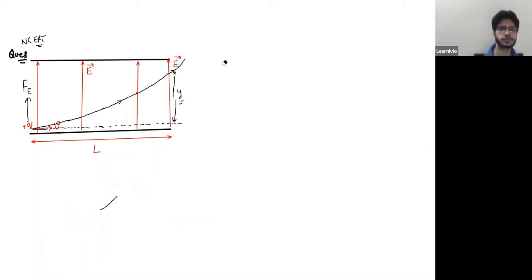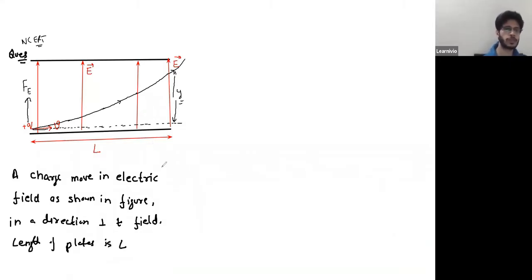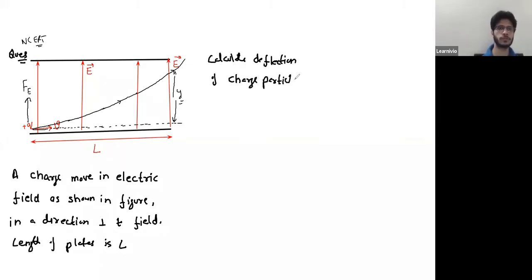So the question says, a charge q moves in an electric field as shown in the figure in a direction perpendicular to the field. The length of the plates is L. Calculate the deflection of the charged particle when it moves out of the field.